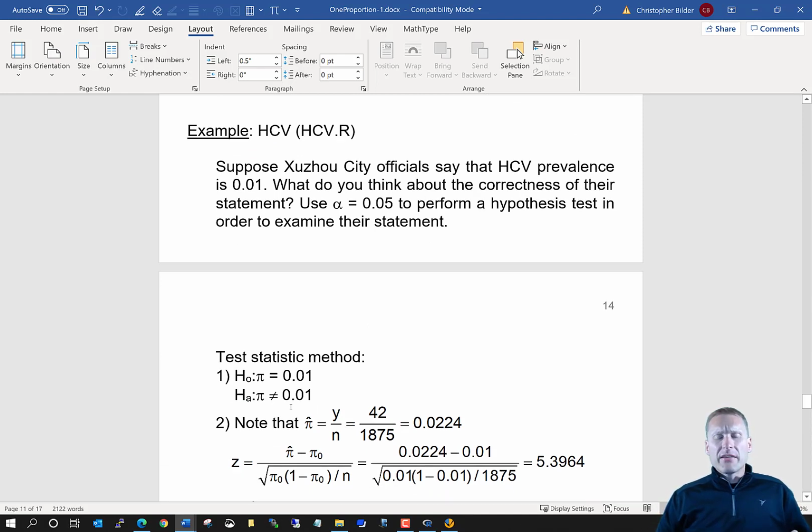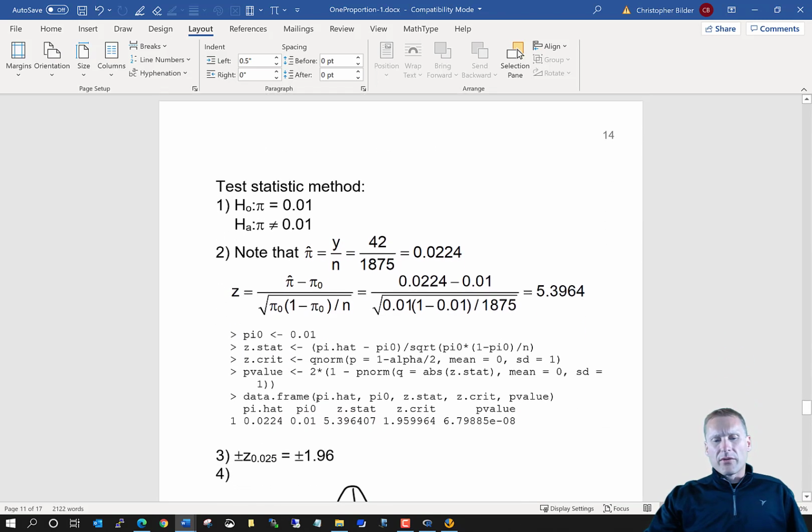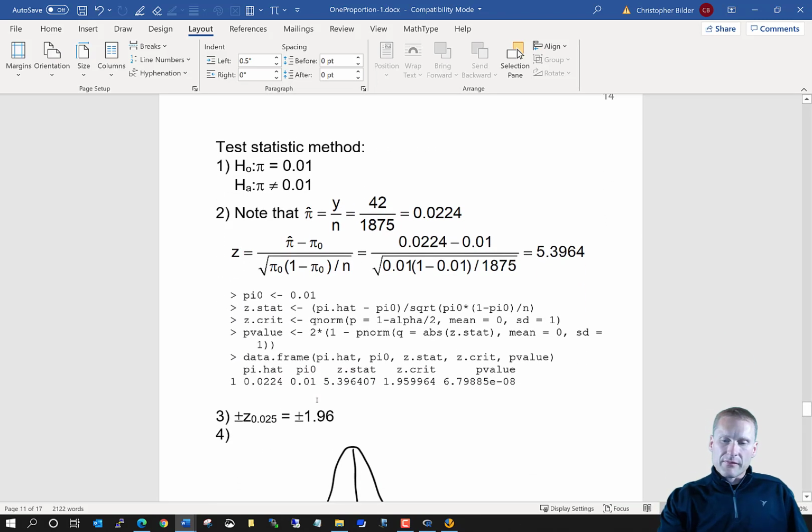Okay, so let's take a look at this particular situation. Obviously, pi 0 here is 0.01, but I have a pretty large sample size, so I'm not really concerned about the normal approximation here. So what we're going to do is a hypothesis test for pi equal 0.01 versus pi does not equal 0.01. Again, we've already calculated our pi hat to be 0.0224.